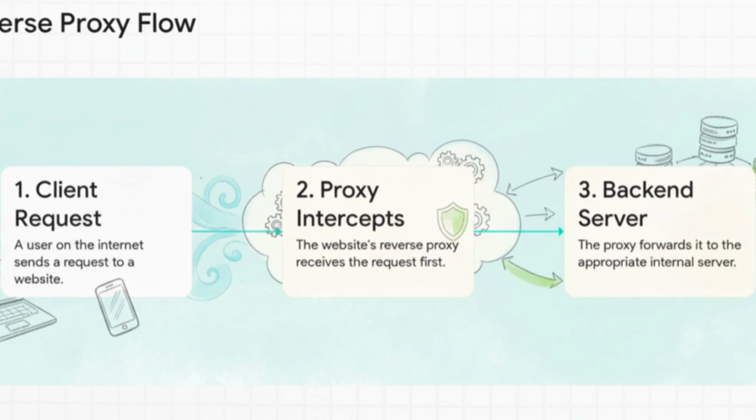And the technical flow is just like that. When you go to a big website, your request doesn't go straight to the main server. It hits their reverse proxy first. And here's the thing, you, the user, you have absolutely no idea it's even there. It's totally invisible to you. That proxy then looks at your request and makes a smart decision, like, okay, which of our 100 different servers should handle this, and sends it to the right one.